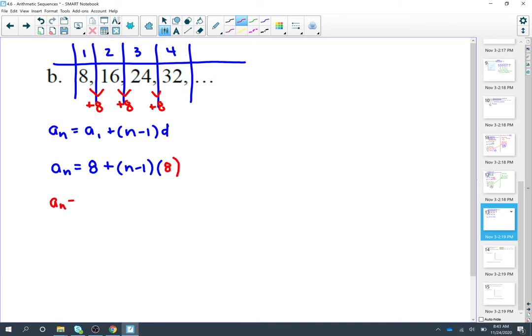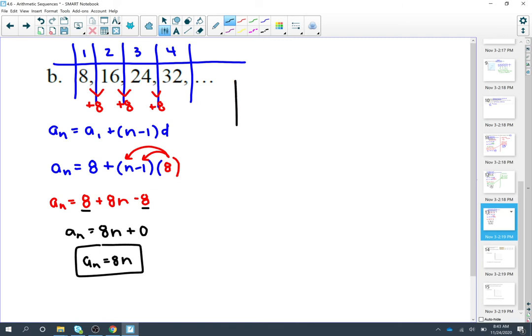A sub n equals 8 plus distribute, 8n minus 8. Then we're going to combine like terms. So a sub n equals, I'm going to pull that 8n out front, and then 8 minus 8 is 0, so plus 0, which you don't really need. So a sub n equals 8n.